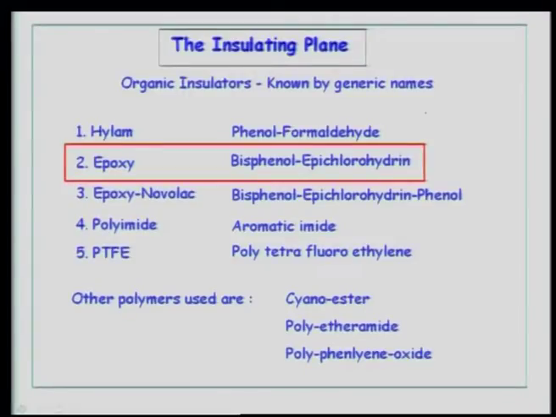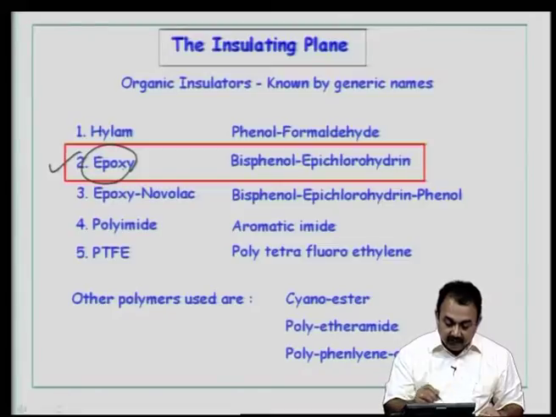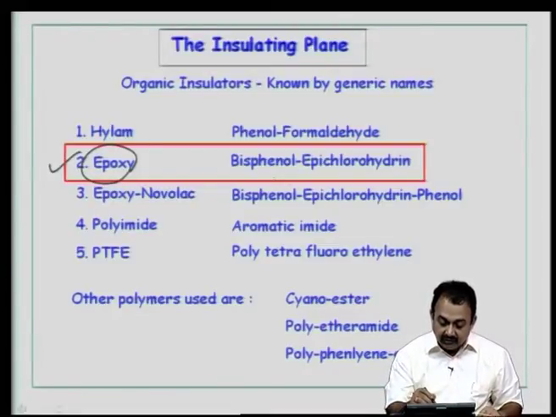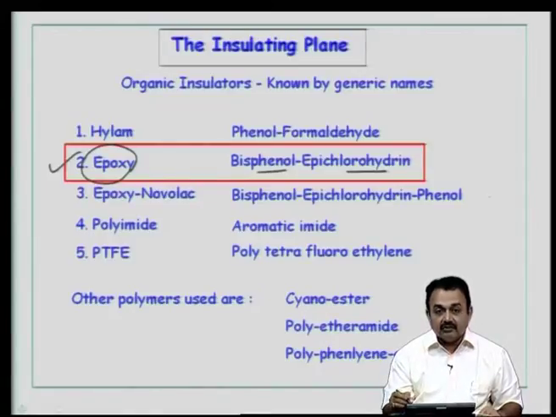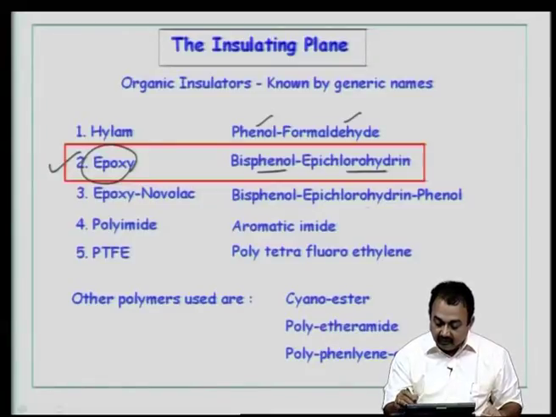Now, we talk briefly about the insulating plane or the insulators. We talked about epoxy. What is epoxy? We use this very simple term epoxy, but epoxy basically is a combination of bisphenol A plus epichlorohydrin. These are the two organic chemicals that are used. Hylam, for example, is a combination of phenol plus formaldehyde. Epoxy novolac is a combination of bisphenol, epichlorohydrin plus phenol. Polyimide is basically an aromatic imide structure.